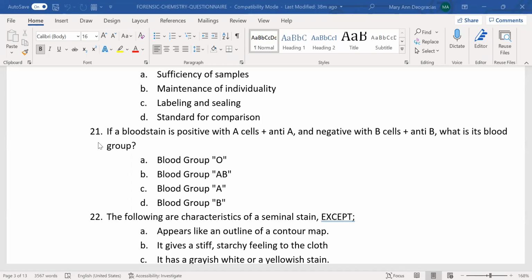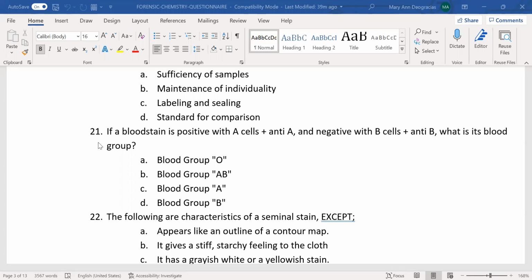C. Oh, wait. Negative with B cells plus anti-B. The answer is, kung saan siya negative, yun yung blood group niya. Ayun. It's negative with B cells. So, the answer is letter D as in Delta. Indirect yan eh. Kung saan negative, yun yung blood group.